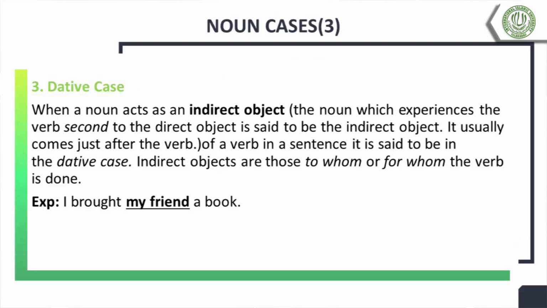For example, I brought my friend a book. In this sentence, my friend is a dative case because it is indirectly related to the verb. The direct link of brought is with the book, which is a direct object, a book, and the indirect object is my friend. This is the dative case of noun in this sentence.